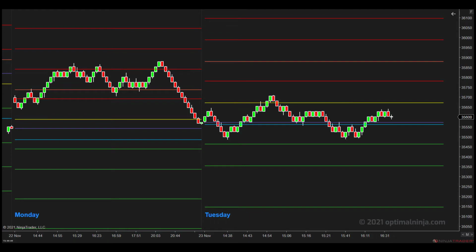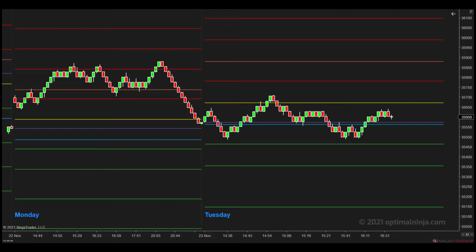Today we're going to be having a look at optimal pivots, specifically how we've enhanced traditional pivot points with statistics, how this can inform your trading decisions, and we'll be looking at some simple setups. So let's get into it. On screen we have a chart of mini Dow futures, Monday the 22nd and Tuesday the 23rd of November 2021.